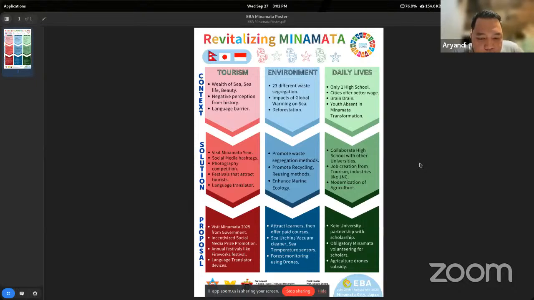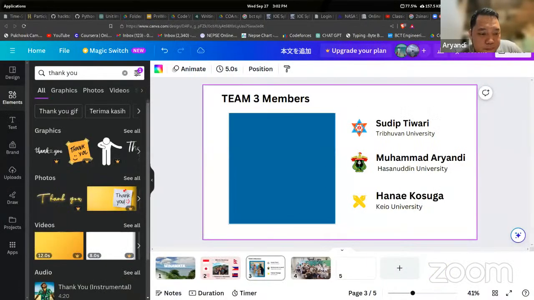And the next is the modernization of agriculture. Our proposal for this part is, first, partnership with KO University and scholarship. And next is mandatory volunteering in Minamata for scholarship recipients. And the last is the agriculture drone subsidy. It means that we provide financial assistance to farmers to purchase agricultural drones so they can enhance farming productivity. Yeah, I think that's all from our team member. Thank you.